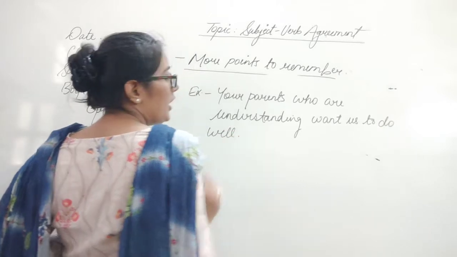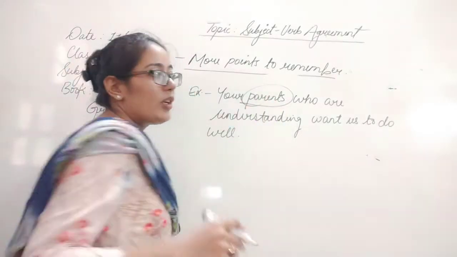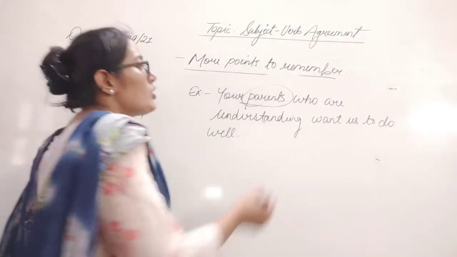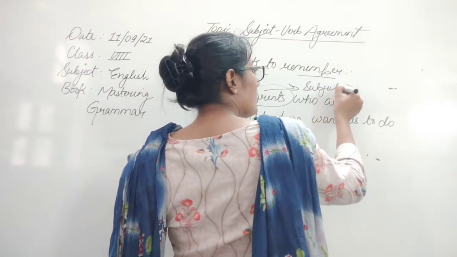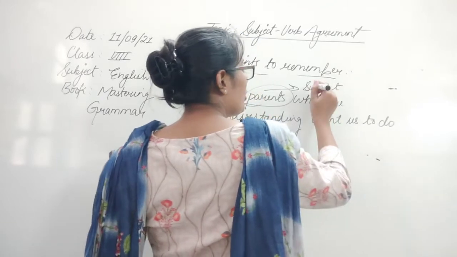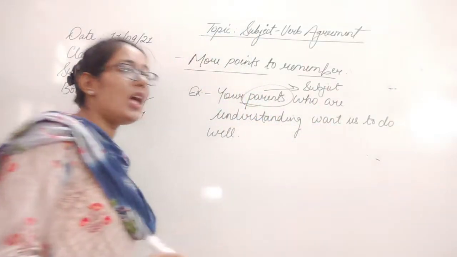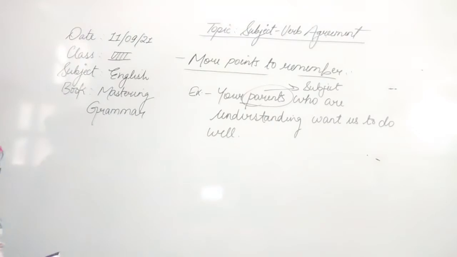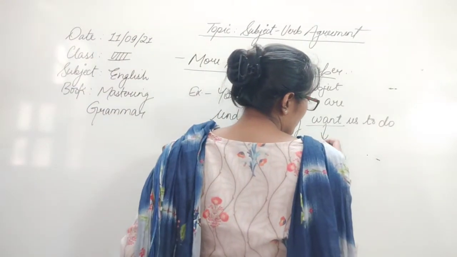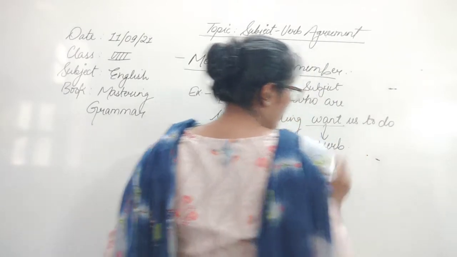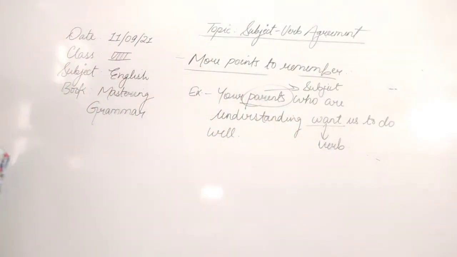So beta, in this, parents are the group of words. Okay. So parents become the subject. So it is being said that a group of words acts as the subject in a sentence. And what is the verb? Verb is want. Want is the verb in the sentence. Am I clear, students?